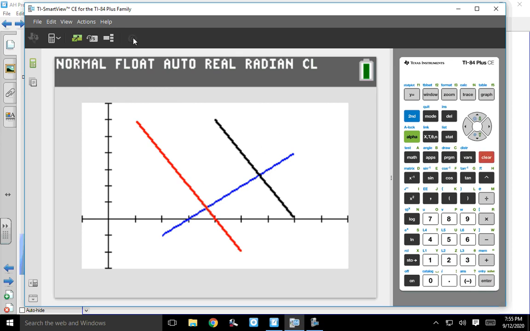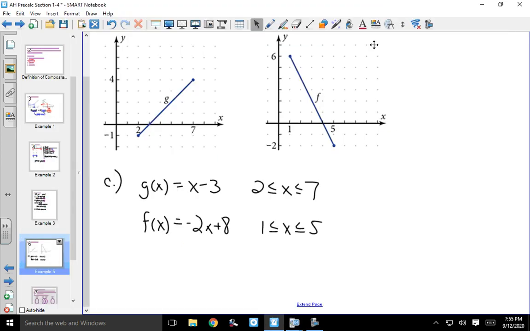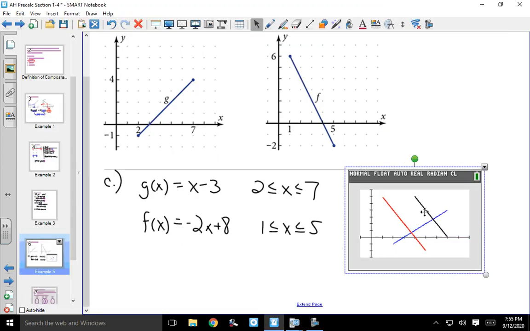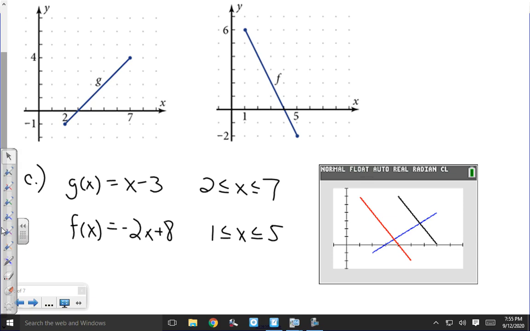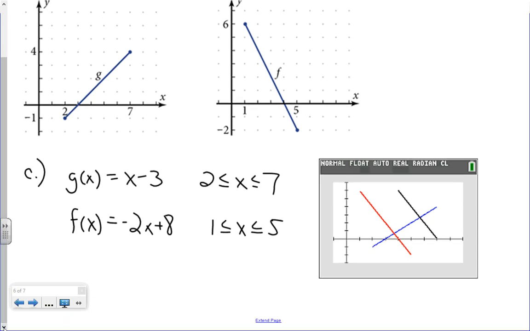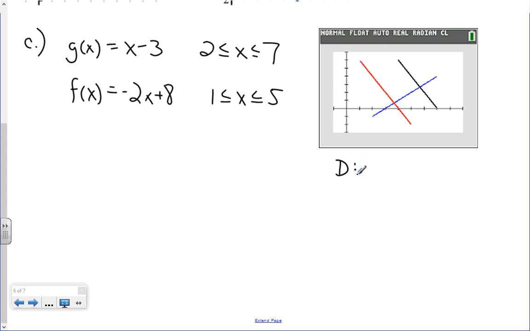I'm going to grab a picture of this while I'm at it. All right, so our domain, we're going to verify this in a second, but it looks like our domain is from, what do we say, 1, 2, 3, 4 to 7. And it looks like our range was from 0 to 1, 2, 3, 4, 5, 6, right? 0 to 6. And that's our y values. That looks like what we end up with, okay?